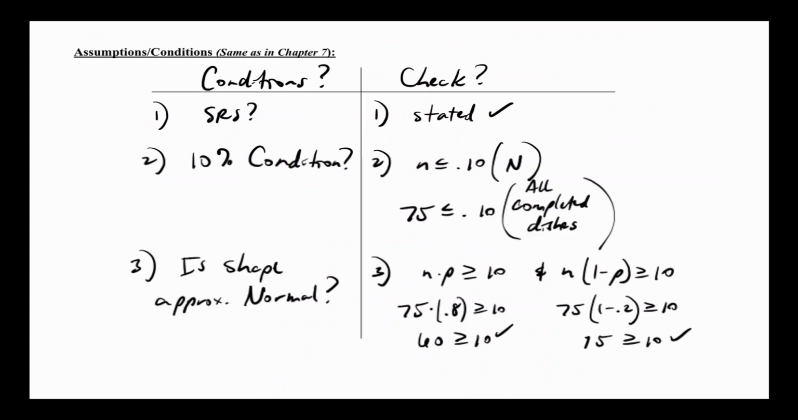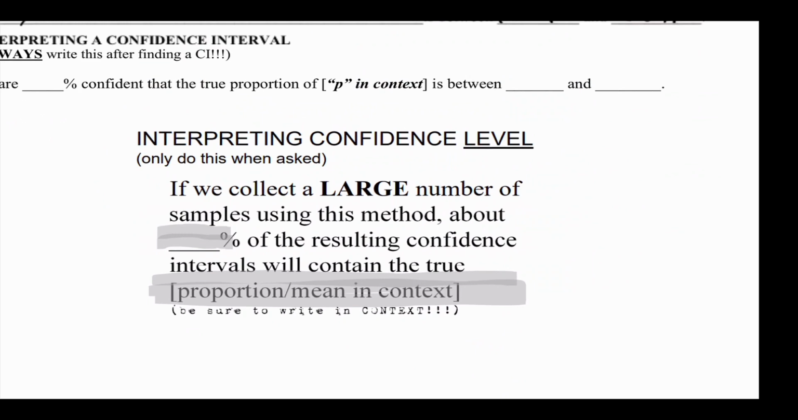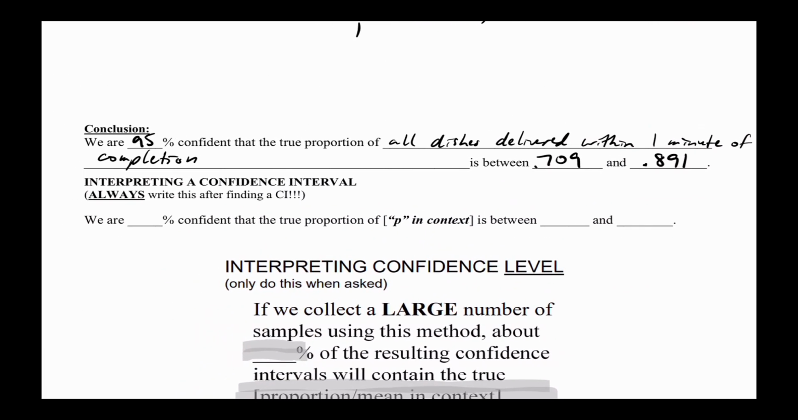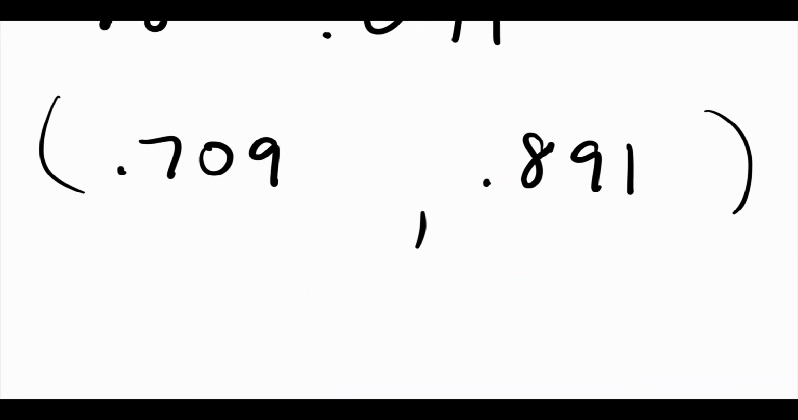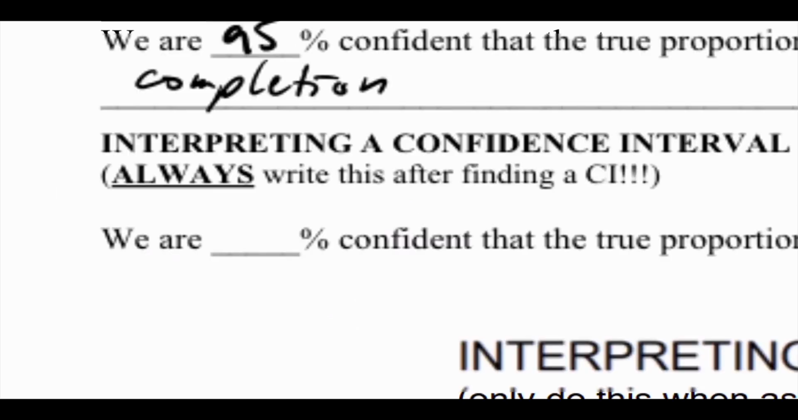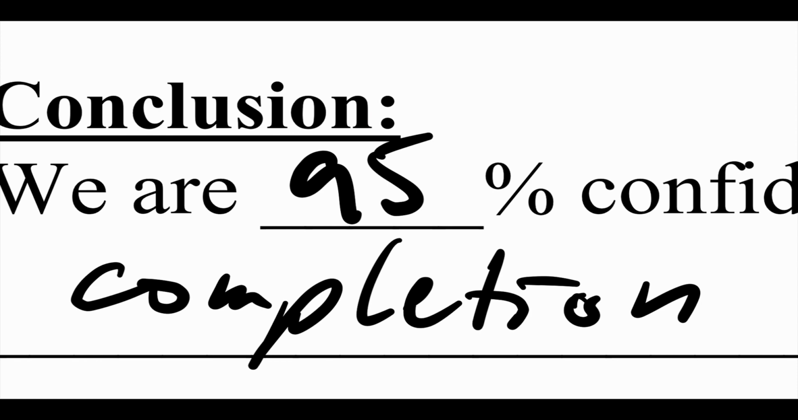Okay? So we only do this one here if we're specifically asked. We always do the conclusion, though. We always interpret the interval. We only interpret the level if they've asked us to. Okay? So one more time. Interpreting the interval means, what do those numbers mean? Interpreting the level, what does that number mean? What does 95% mean? Okay, that's the difference between them.